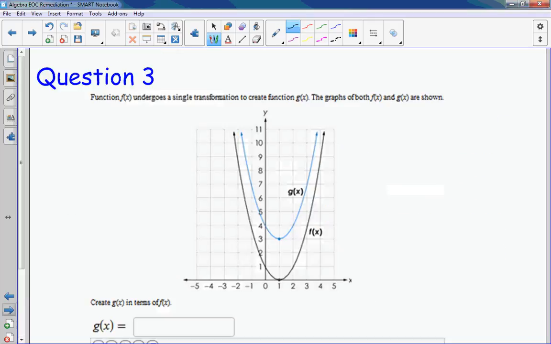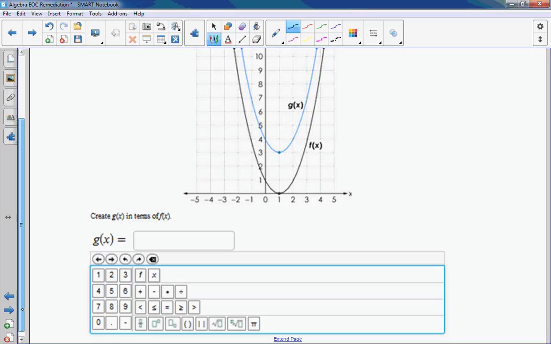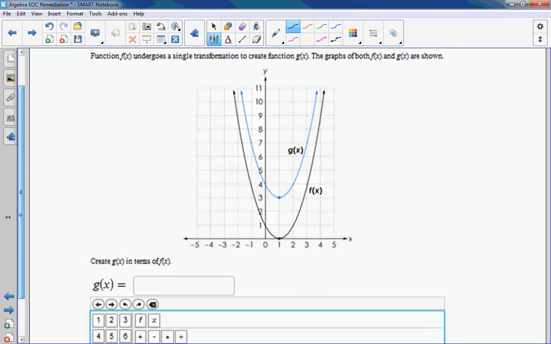Question number 3. Function f of x undergoes a single transformation to create function g of x. The graphs of both f of x and g of x are shown. Create g of x in terms of f of x to show the relationship.